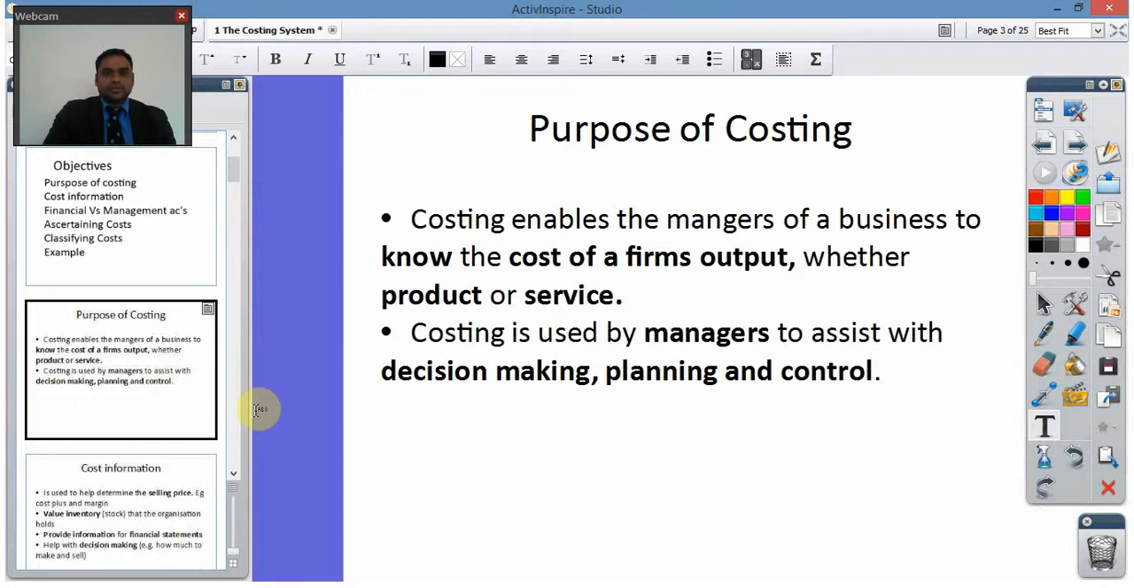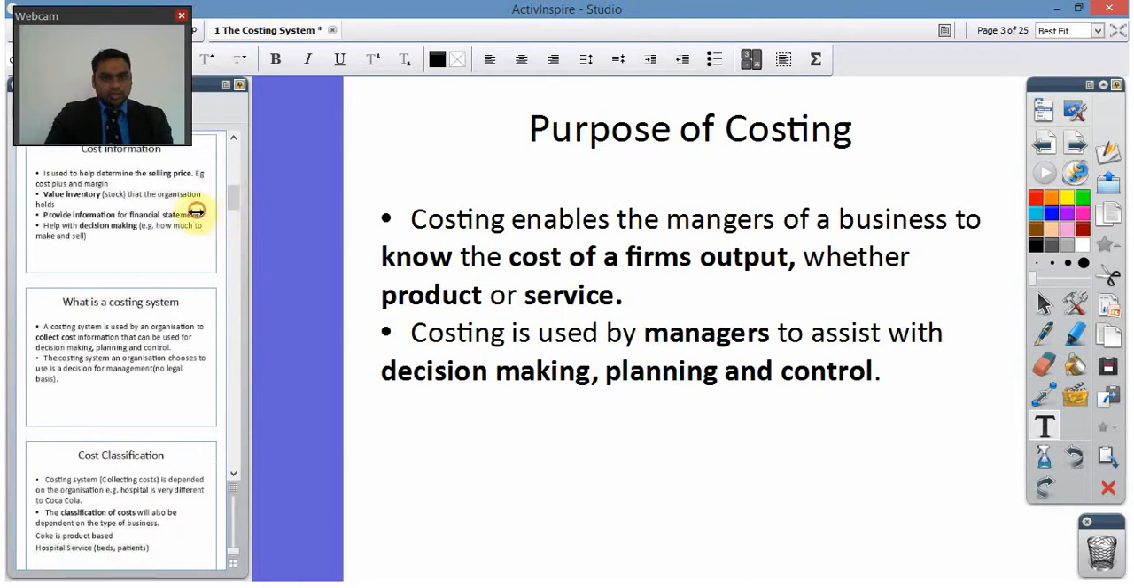So, the purpose of costing. Costing enables you to work out the cost of a unit of product or service that you're selling. And costing is used by managers for decision making, planning and control. It's basically used to produce statements which managers can use.